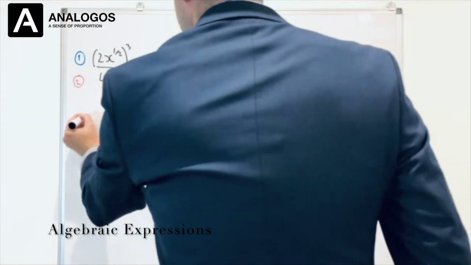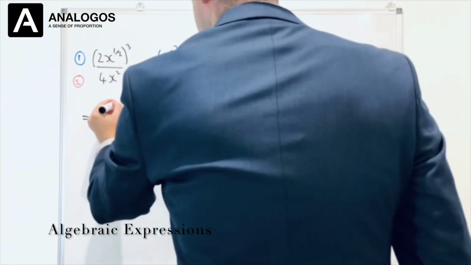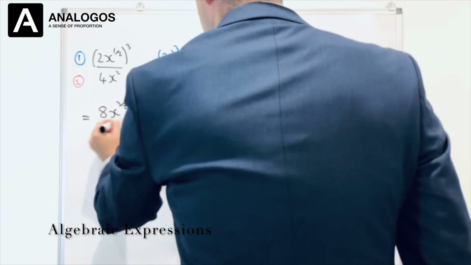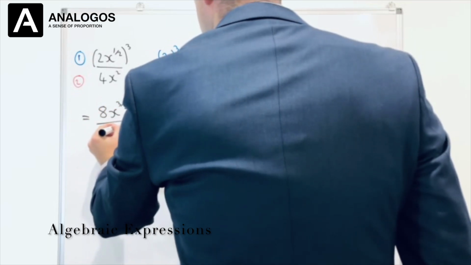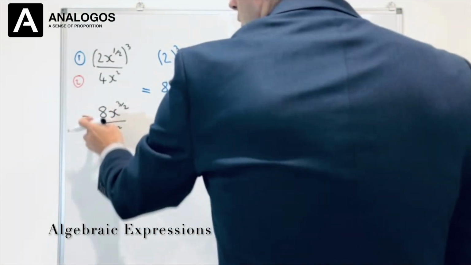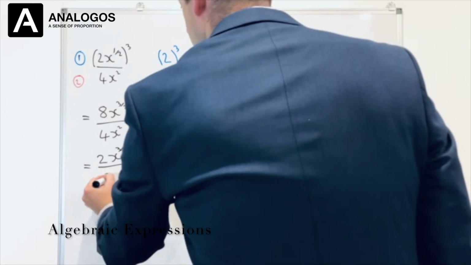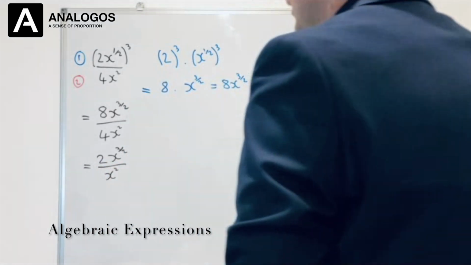So we can go straight to the answer to the first part, which is 8x to the power of 3 over 2 over 4x squared. The coefficients, hopefully you can see, will cancel. So you've got 4 goes into 8 twice. So you've got 2x to the power of 3 over 2 over x squared.